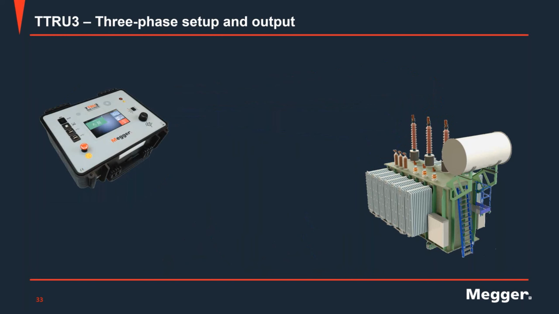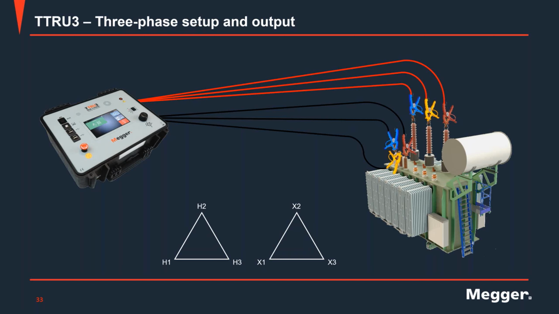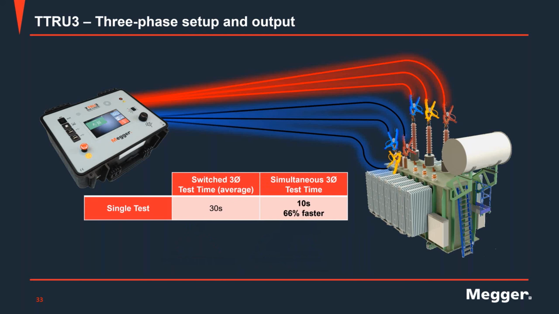Comparing that to the TTR-U3, a true three-phase output, again, same thing. I have provisions to connect to all three phases. When I press the play button, when I start the test, all phases will be energized simultaneously, and I'll get my measurements quicker. How quicker? In this case, comparing a single test, you can go from about 30 seconds on average, comparing many different single source units, to 10 seconds.